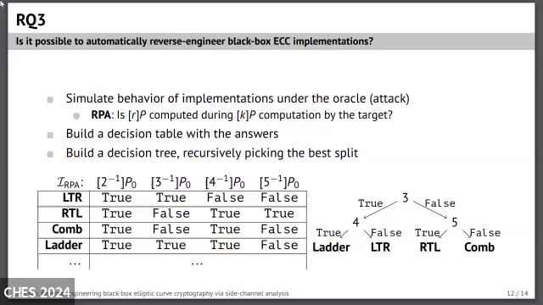So how this works in more detail is that you simulate the behavior of the implementations under the attack, under the oracle, and you build this nice decision table with the answers. On the left side, in the column, you can see all the configurations. In this case, we are reverse engineering the scalar multiplier. On the top of the table, you put all your queries that you were asking the implementation, and inside the table you put the answers. Now you have this thing that's called the decision table.